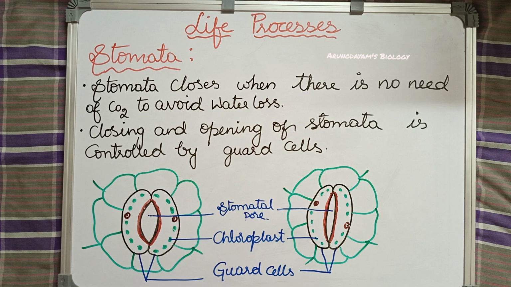So this is how stomata work in plants. Okay, today we have learned about the structure of a stomata, about guard cells and the stomatal pore, and we have seen how they work also. We have learned in this video what happens to guard cells during closing of stomata and during opening of stomata.